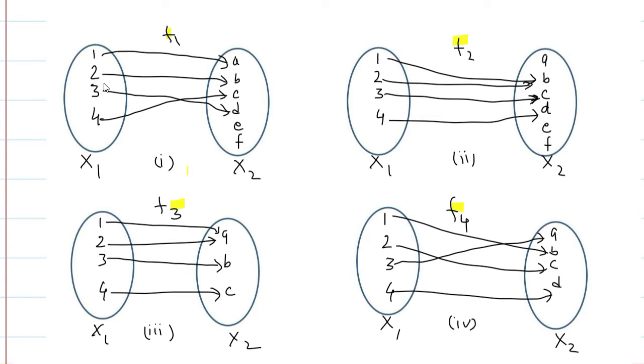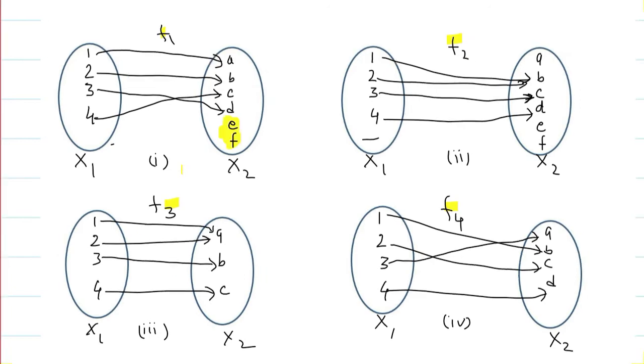Here we observe that the images of distinct elements of X1 under the function f1 are distinct, but the images of two distinct elements 1 and 2 of X1 under f2 are the same, namely b. Further, there are some elements like e and f in X2 which are not images of any element of X1 under f1, while all elements of X3 are images of some elements of X1 under f3. The above observations lead to the following definitions.